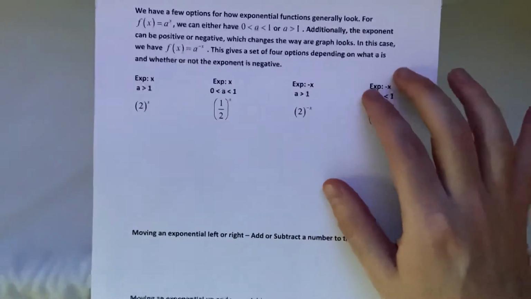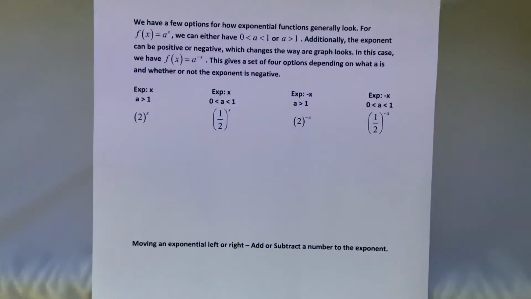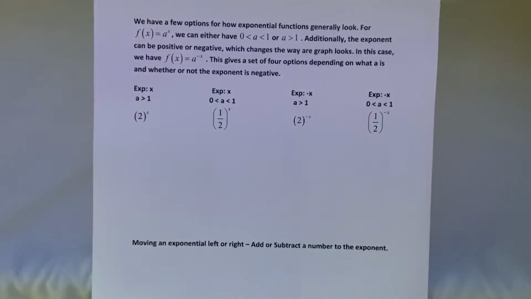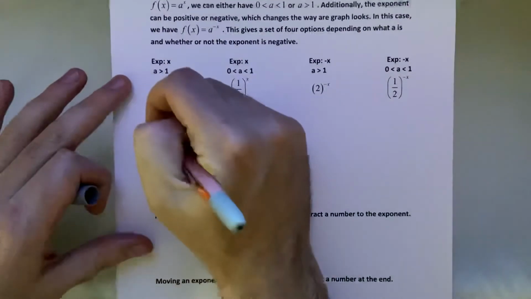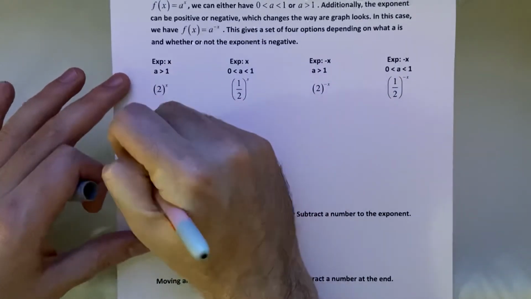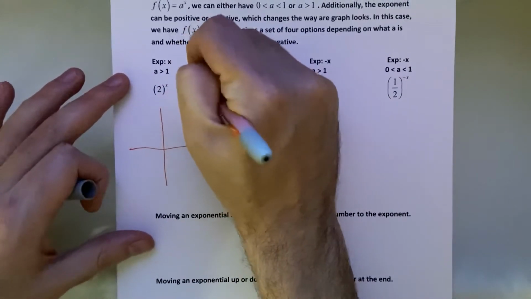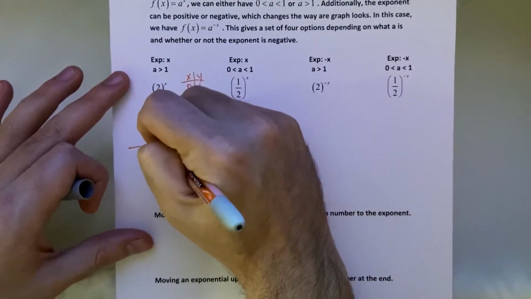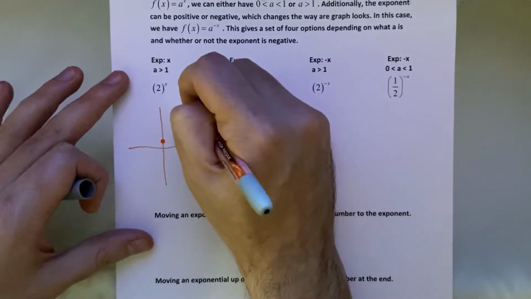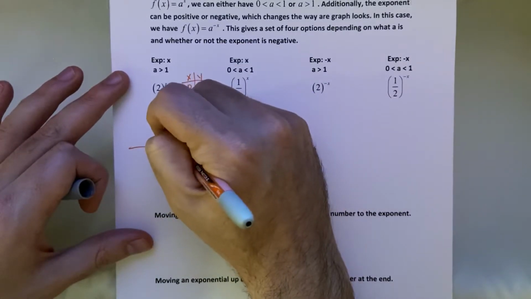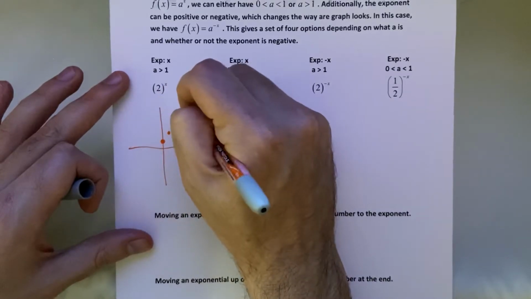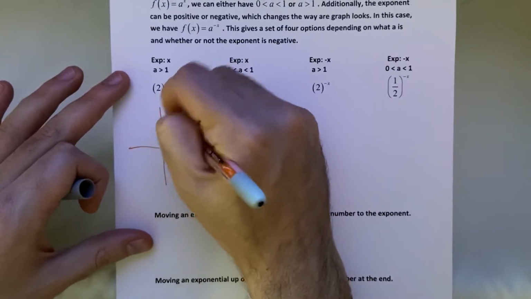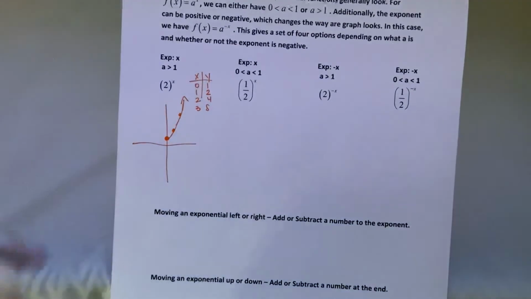Before that, let's talk about what they look like. So we have a few options here. It says either a is greater than 1, or a is between 0 and 1. Now we can also have a negative exponent or a positive. So 2 to the x, if you just make a table, 2 to the 0th power is 1. Anything to the 0th power is 1. 2 to the 1st power is 2. 2 squared is 4. 2 cubed is 8.